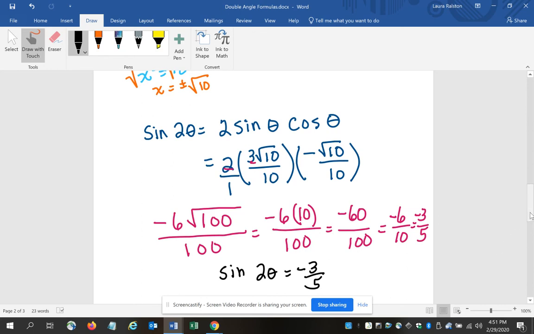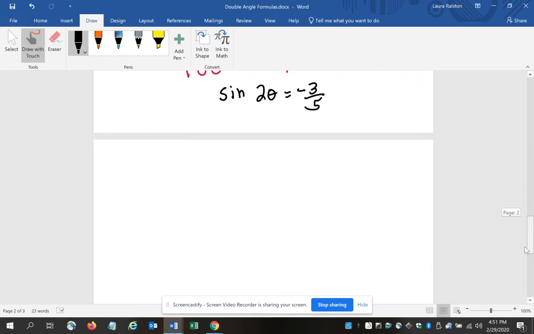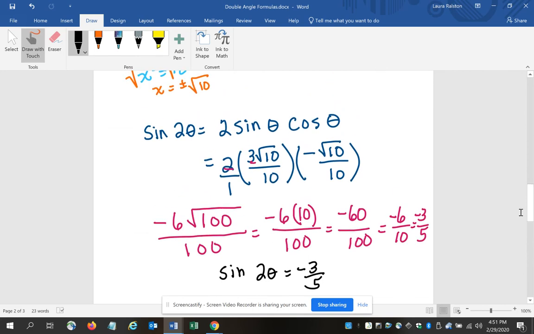Okay, guys, it's just a lot of plugging into the formula, a lot of algebra or basic math computations that you have to remember when you're dealing with the double angle formulas. You probably use the double angle formulas more so than the half angle formulas, especially in calculus.